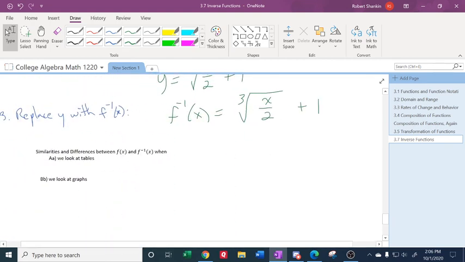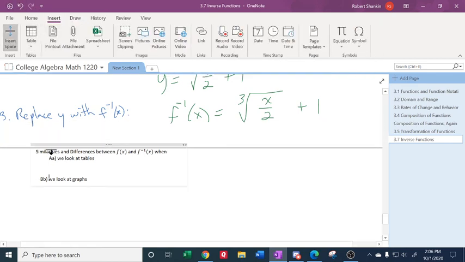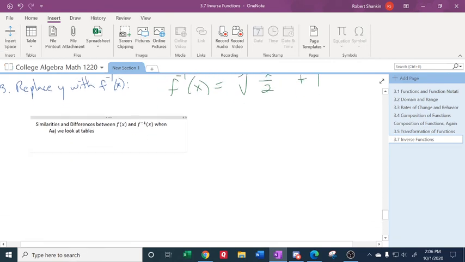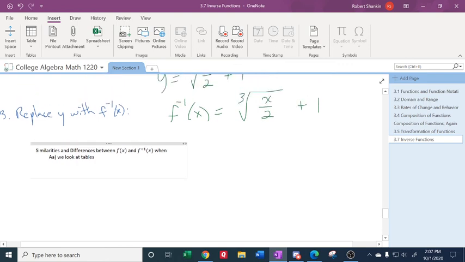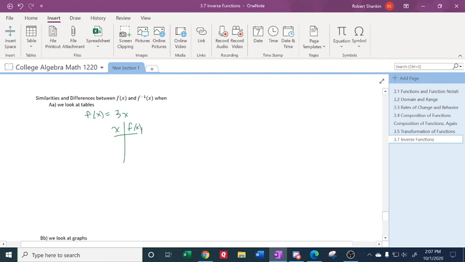Alright. Now, similarities and differences between f of x and f inverse when we look at tables. When we look at a table of values, let me give you a very simple example. Suppose f of x is 3x. And if I made a table of values, it would look like this. 1, 2, 3 would become 3, 6, 9. The inverse function is x divided by 3.